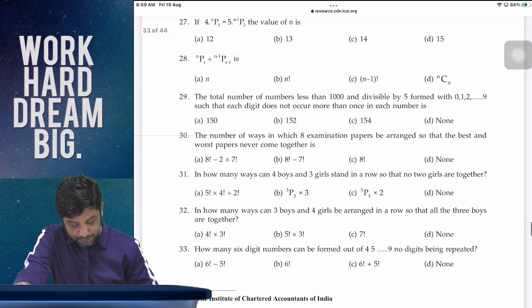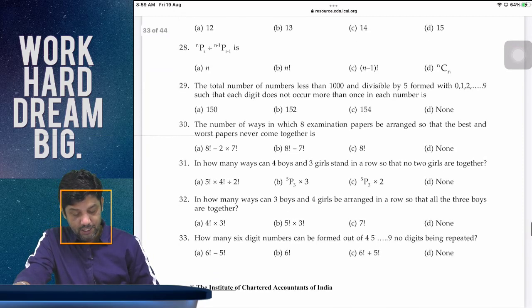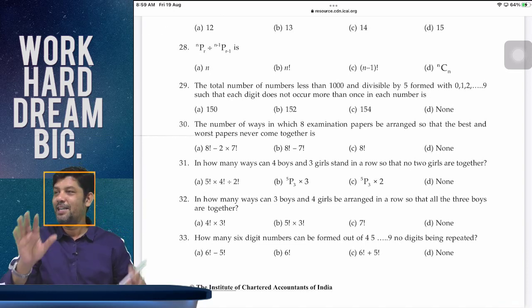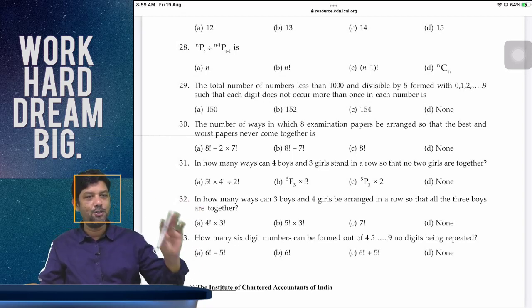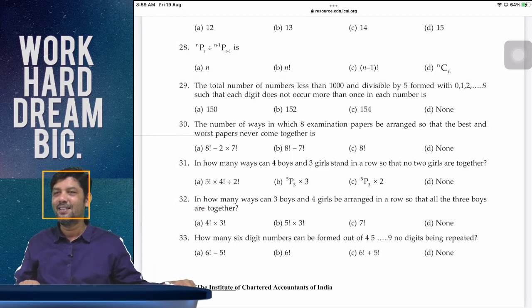Next one. The number of ways in which 8 examination papers can be arranged so that the best and worst papers never come together. It's like 8 students going for a movie, and 1 pair who doesn't want to sit together. Now give me the answer, my dear.